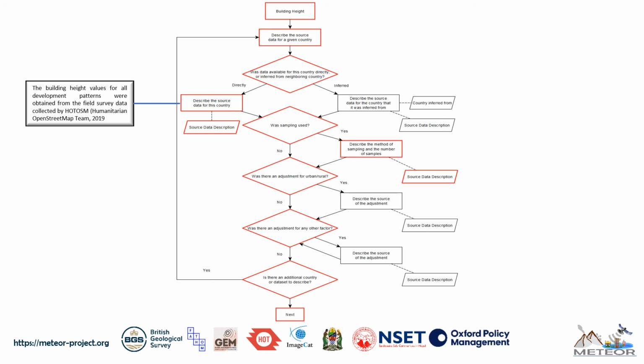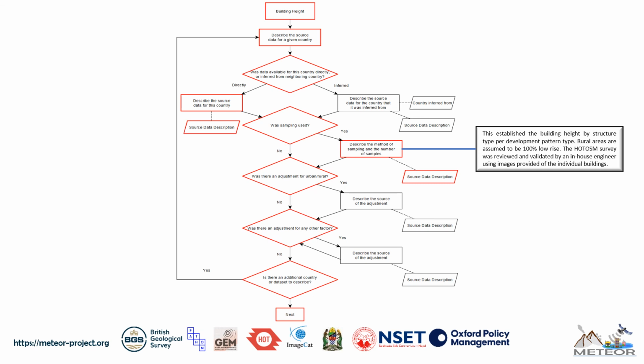The building height values for all development patterns were directly obtained from the field survey data collected by HOT OSM. This established the building height by structure type per development pattern. Rural areas are assumed to be 100% low-rise. The HOT OSM survey was reviewed and validated by an in-house engineer using the images provided of the individual buildings.